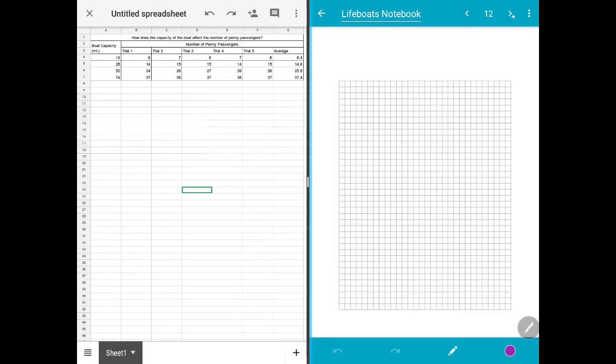Hi guys! Today we're going to be creating a graph to clearly represent the data from our latest experiment. So you can see on the right hand side of my screen I have the blank graphing page from the Lifeboats notebook, and on the left hand side of my screen I actually have the data table with my data completed. Now for this particular graph we're actually only going to graph the average, which is pretty typical for science. Normally we really do only graph the averages.